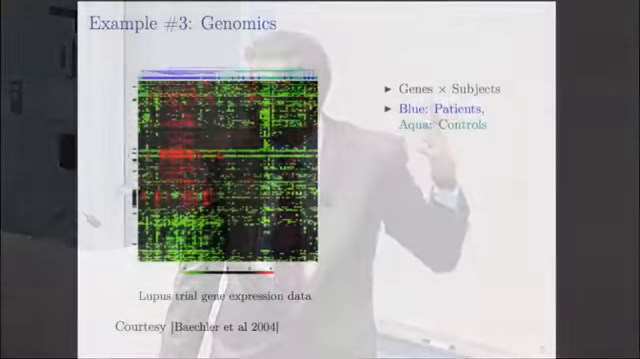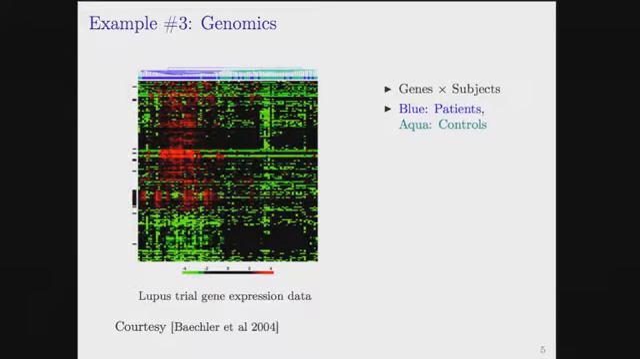Every row corresponds to a specific gene and every column corresponds to a subject. And the subjects are of two types. The blue ones are actually lupus patients. If you've watched House MD, lupus is an autoimmune disorder. I don't watch House MD, so I had to look it up on Wikipedia. The green columns are actually healthy control patients, which they also assayed.